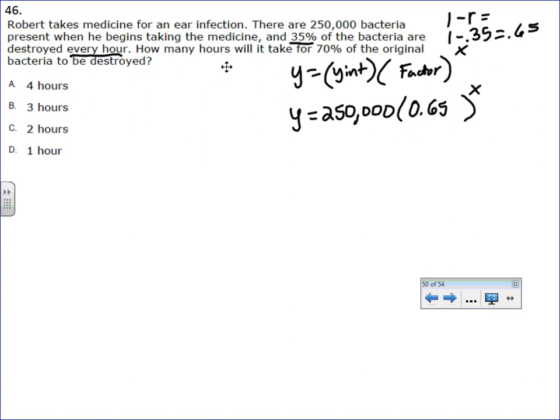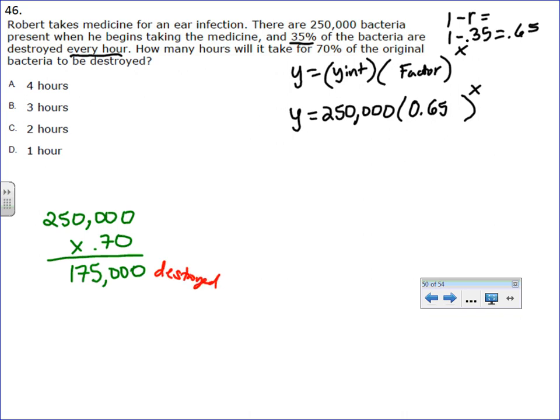Now, the question said, how many hours will it take for 70% of the original bacteria to be destroyed? So the next thing I needed to do was figure out what 70% of the original is. I multiply by 0.7, and that gives me 175,000. Well, if this is destroyed, what would be left? So 250,000 minus 175,000, and you are left with 75,000. So I need to figure out after which hour I am going to have about 75,000 remaining.